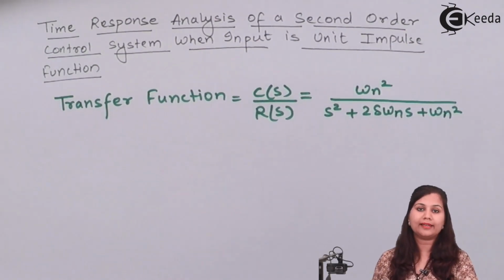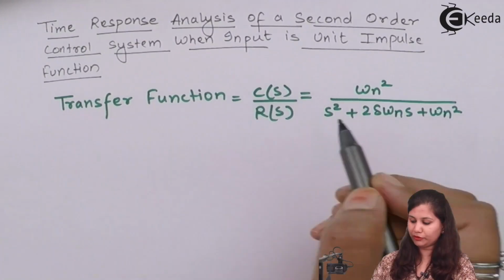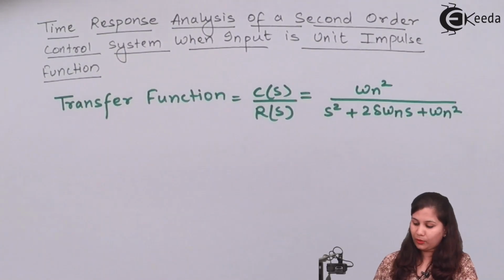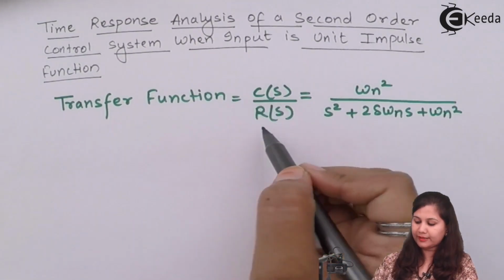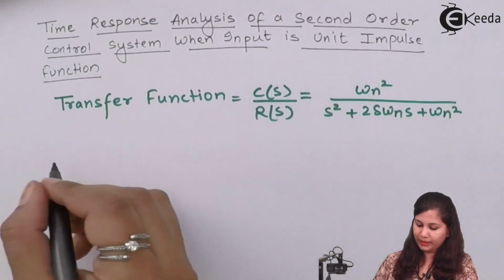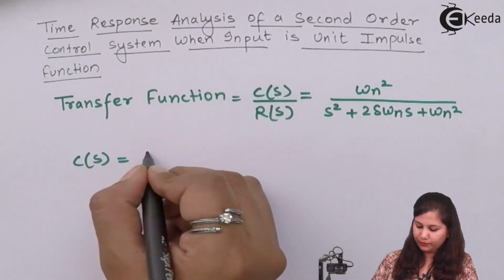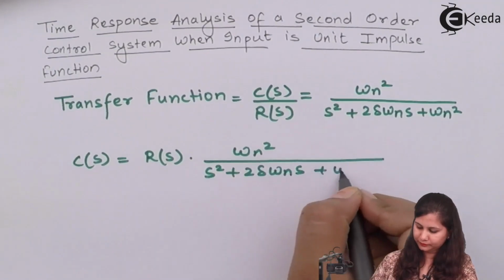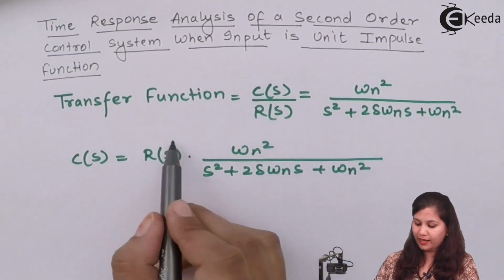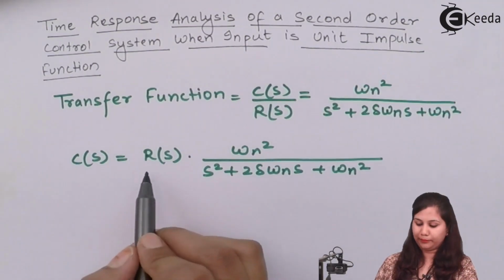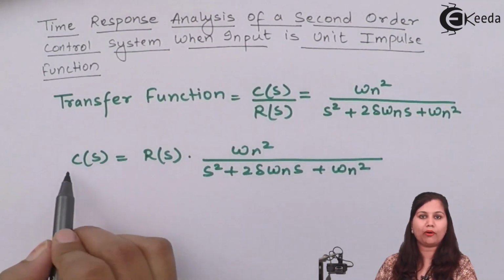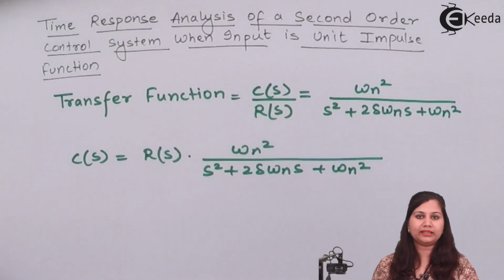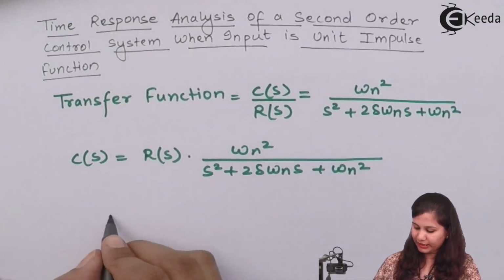You can see that the highest power of s in the denominator polynomial is 2. So this is a second order control system. Now if we multiply R(s) to the right hand side, it will become C(s) equals to. Now this R(s) is the Laplace transform of the input, and C(s) is the Laplace transform of the output, because when we see the block diagram, C(t) will be the output for a second order control system.